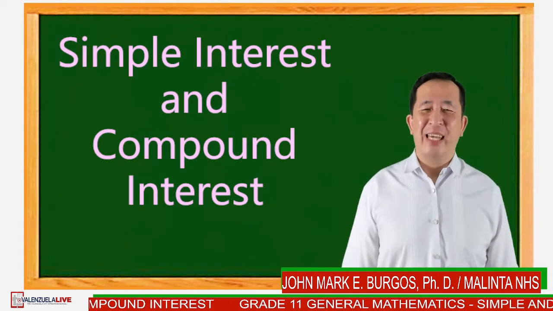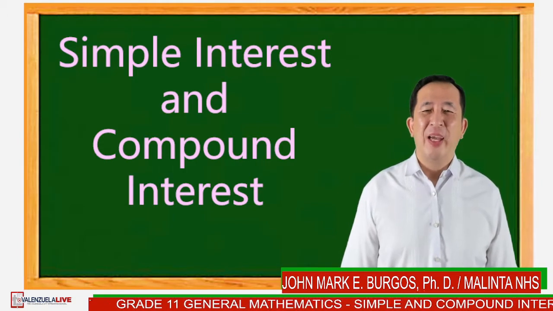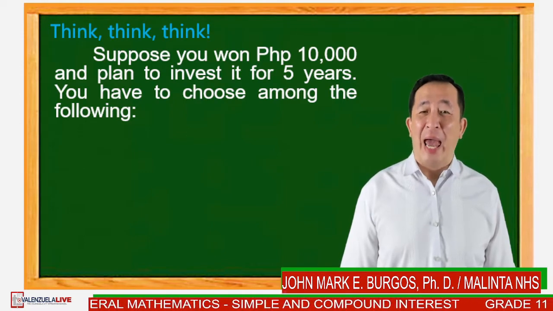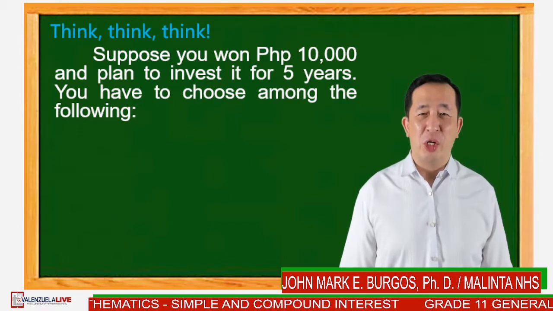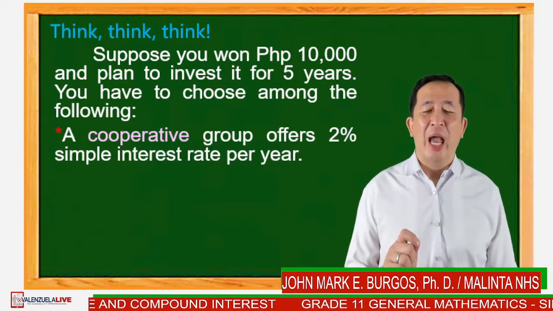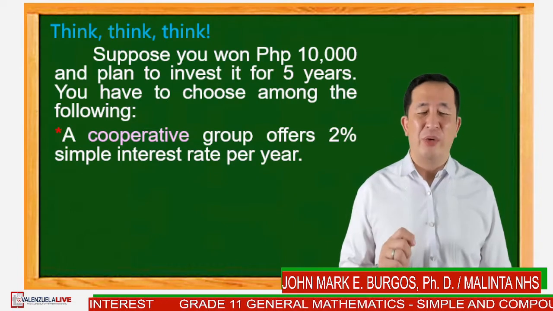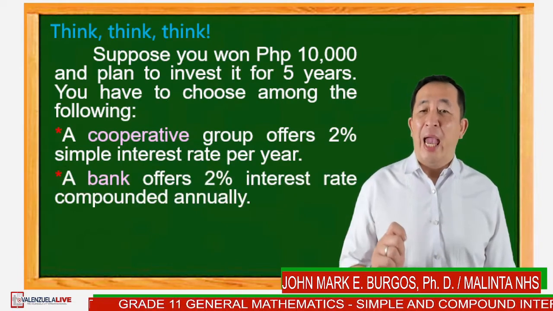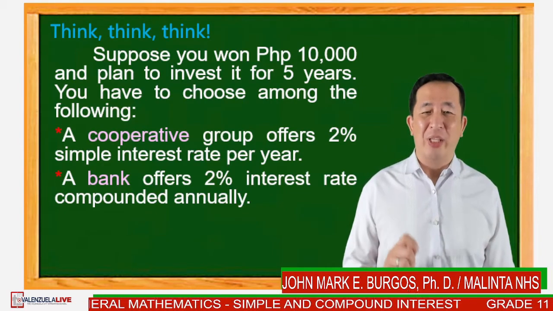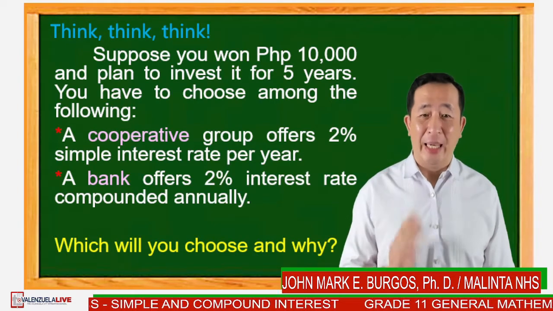Let's discuss simple interest and compound interest. Suppose you won 10,000 pesos and plan to invest it for 5 years. You have to choose among the following. First, a cooperative group offers 2% simple interest rate per year. A bank offers 2% interest rate compounded annually. Which will you choose and why?